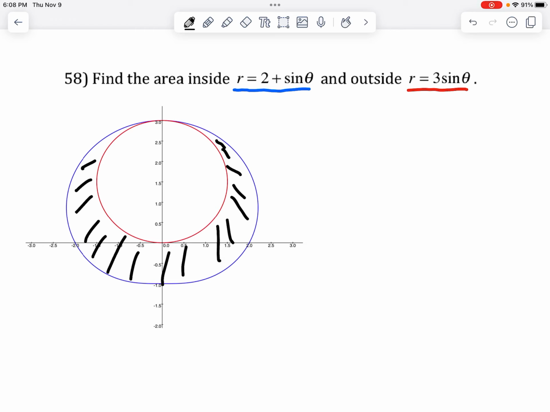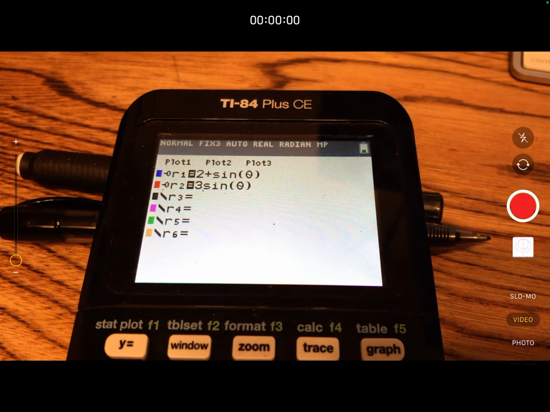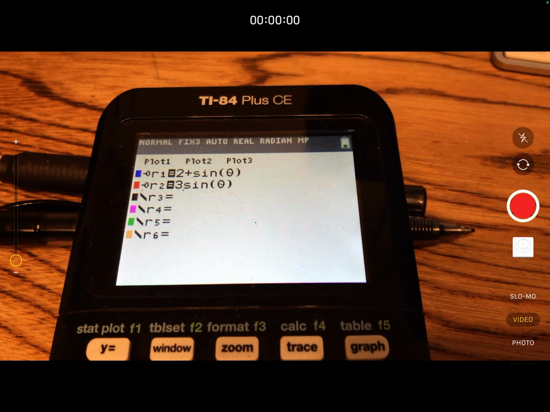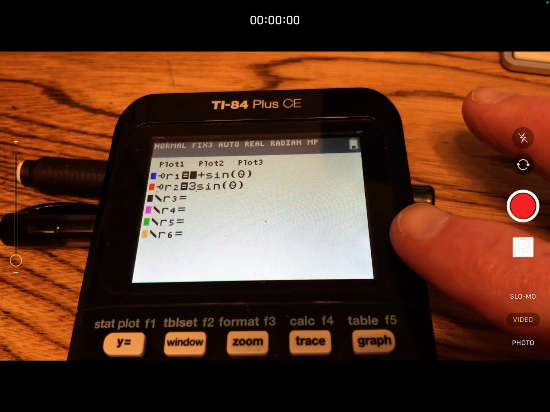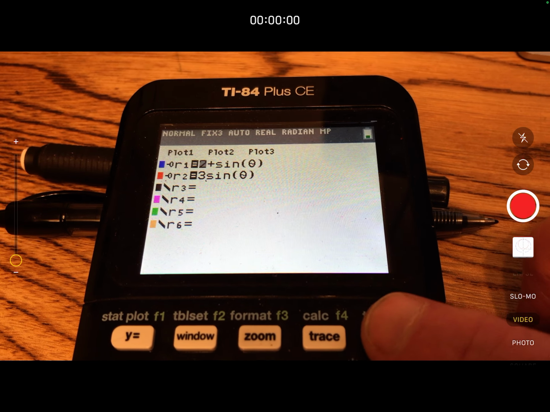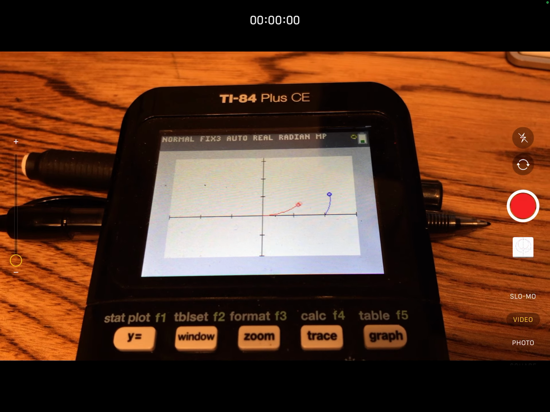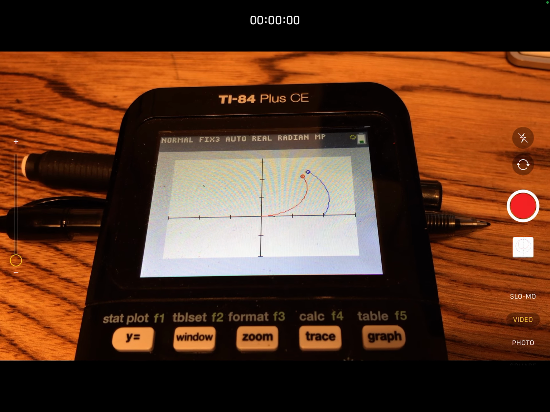But first, I need to find the limits. And to do that, it's best that I use a good old-fashioned TI-84. So let me just switch to the live cam. And there's the functions. And then go to graph them and watch what happens. So there they go.